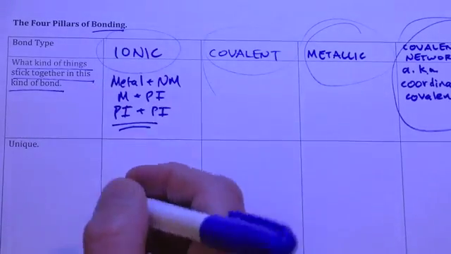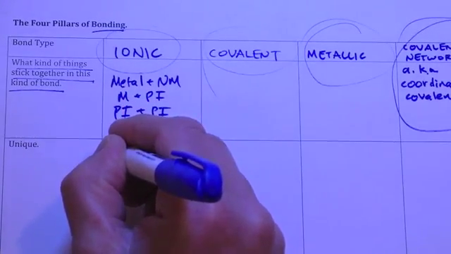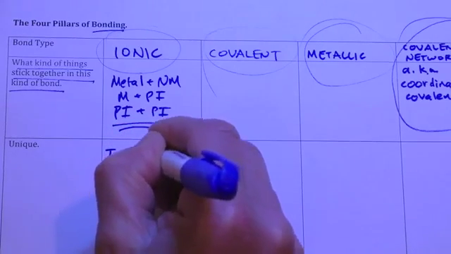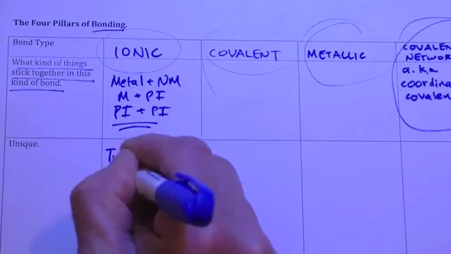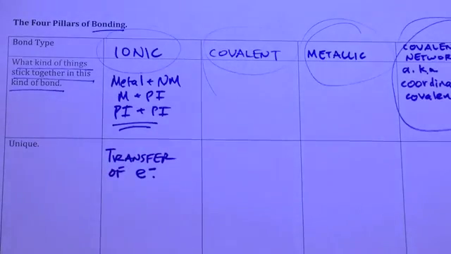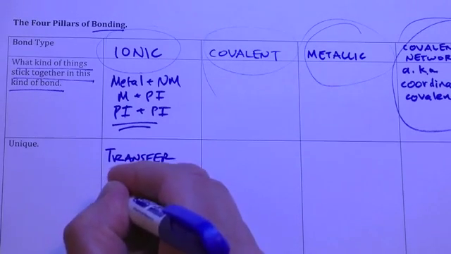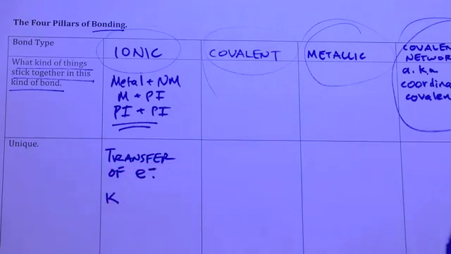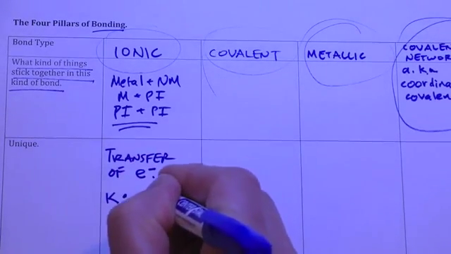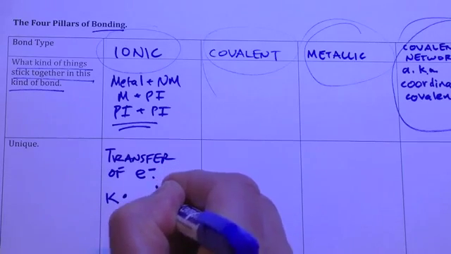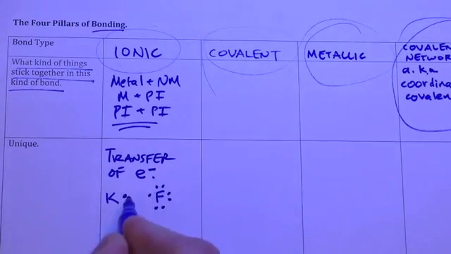What makes ionic bonding unique is that there is a transfer of electrons. A transfer of electrons from one thing to another. A good example of this is potassium, who has 1 valence electron, we'll illustrate with a dot, and fluorine, who has 7 valence electrons, and we'll illustrate that with 7 dots. The electron from potassium is transferred to fluorine.